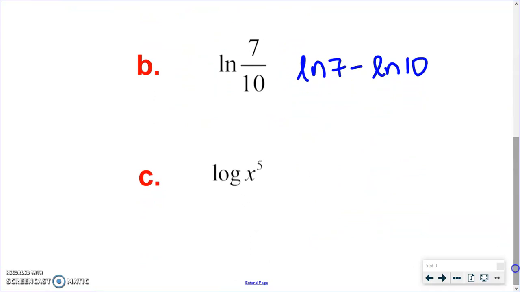Here we have log of x to the 5th power. So remember that 5 goes into the front, so we have 5 times log of x. And again, remember, if there's no base written like there isn't here, that is a log base 10.